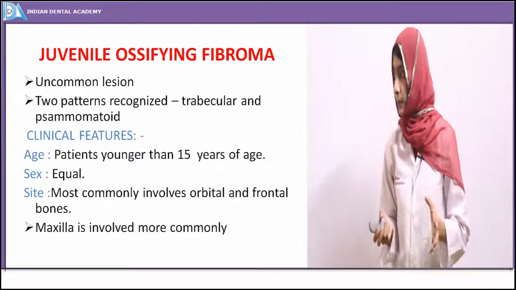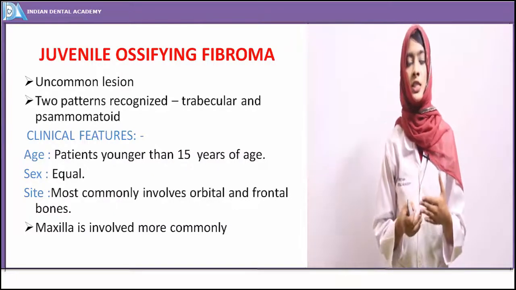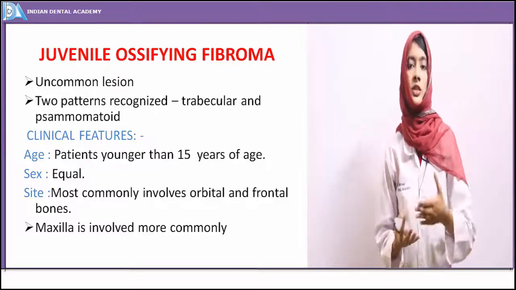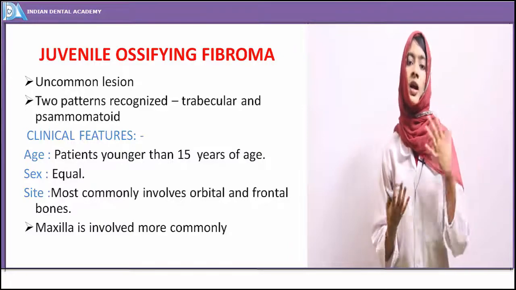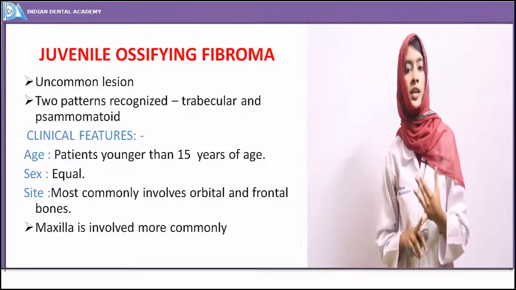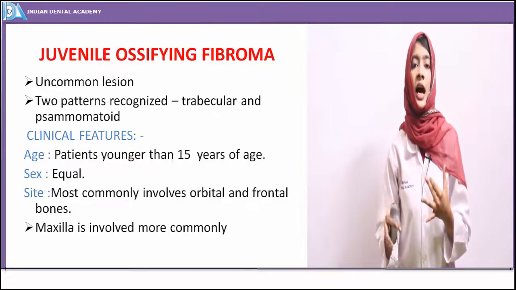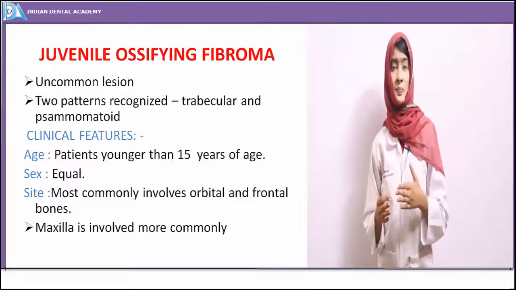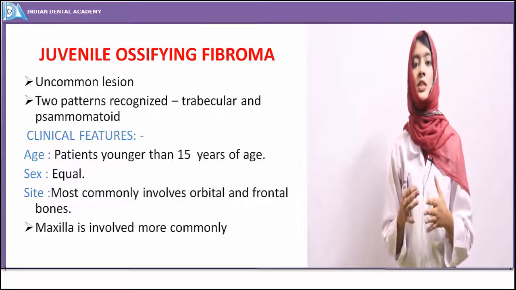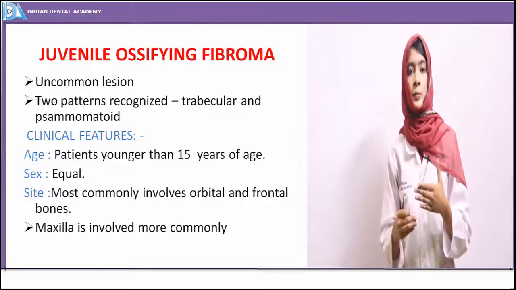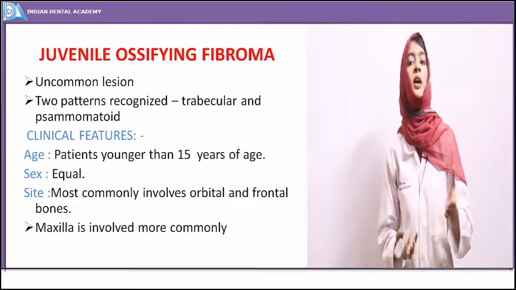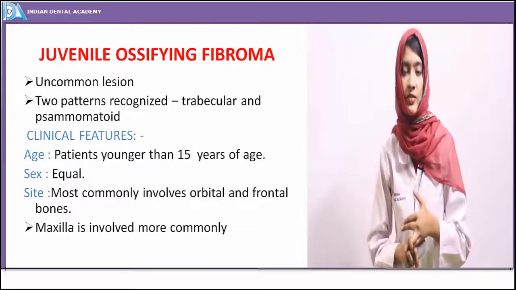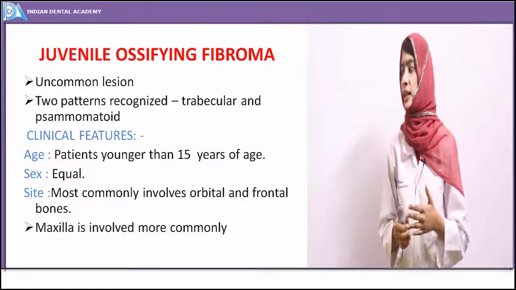The other uncommon fibro-osseous lesion is the juvenile ossifying fibroma. Initially authors reported that juvenile ossifying fibroma appears in two forms, the trabecular variety, which shows deposition of trabeculae, and the psammomatoid variety. Now these forms have been moved away, and it has been put that there are no two types, it's just the juvenile ossifying fibroma and the juvenile active ossifying fibroma. The name psammomatoid is not being used currently.